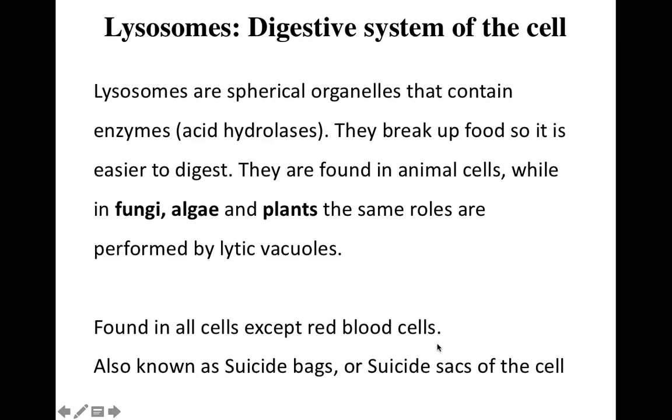So they're like hemoglobin-filled sac-like structures which do not have any internal organelles. So for the same reason, they do not contain the lysosomes as well.